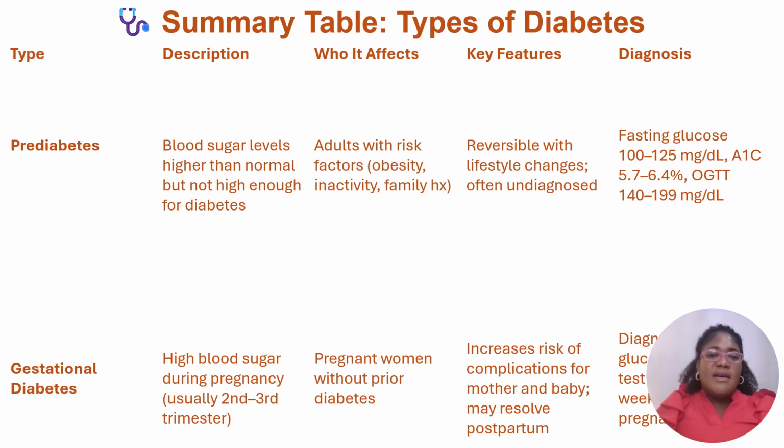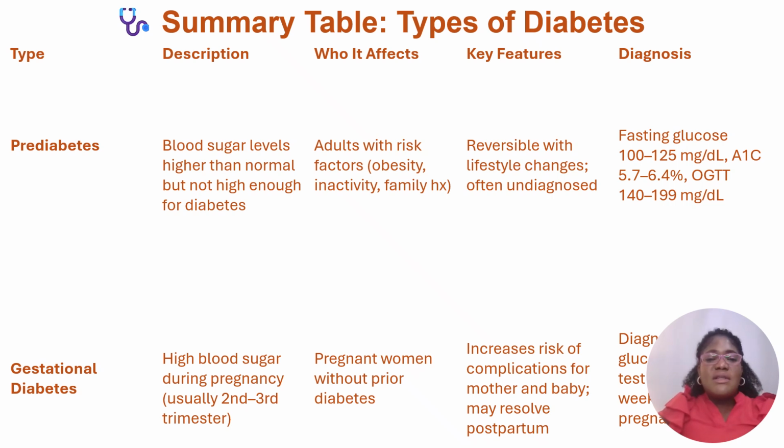This is our next slide, and we're going to talk about the third and the fourth types of diabetes. So prediabetes is a condition where patients have high blood levels of glucose, and these levels are higher than normal, but not high enough to be considered as diabetes. It's often reversible with lifestyle changes. There are millions of Americans who have prediabetes. It tends to be undiagnosed.